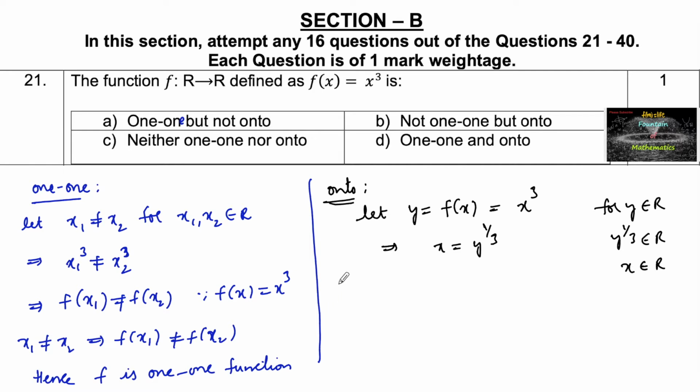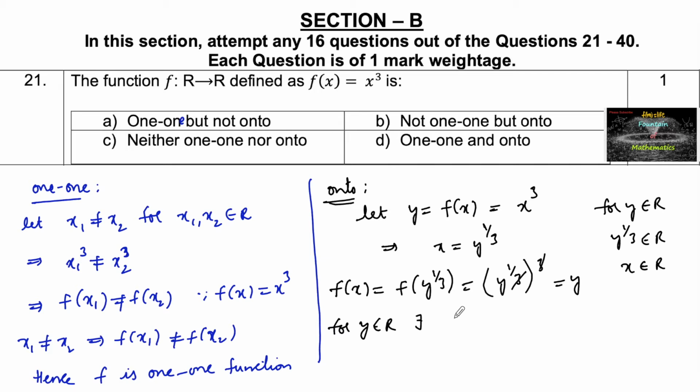Such that f of x is equal to f of y power 1 by 3, and since we have f of x is equal to x power 3, this is y power 1 by 3 whole power 3, which is equal to y. It means that for y belonging to R, there exists an x belonging to R such that f of x is equal to y, which means that f is an onto function.